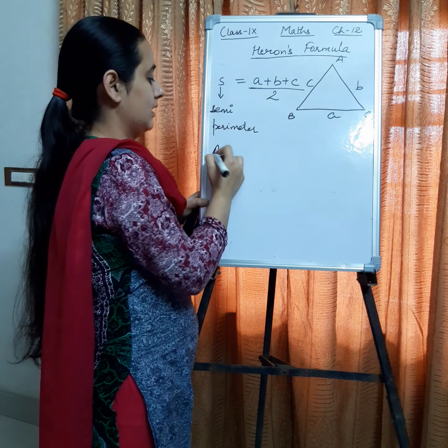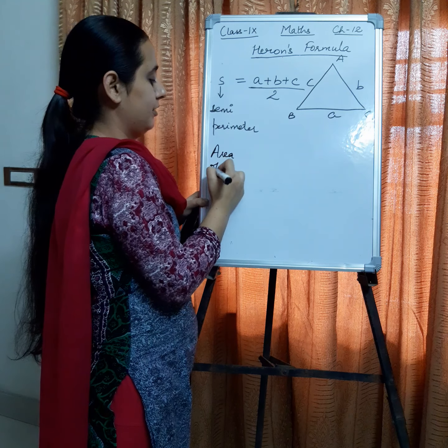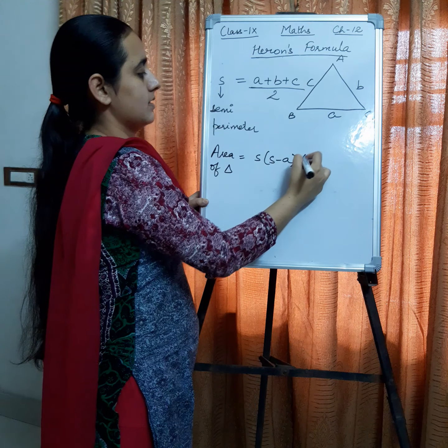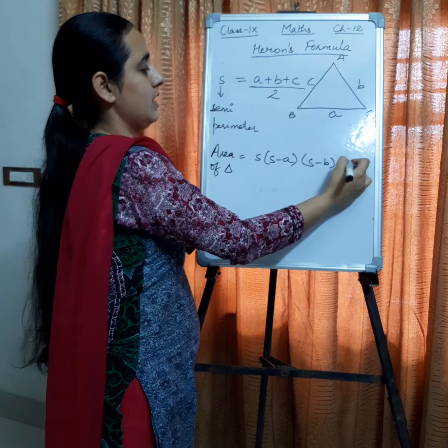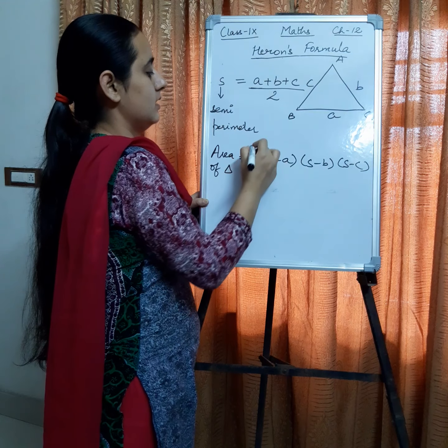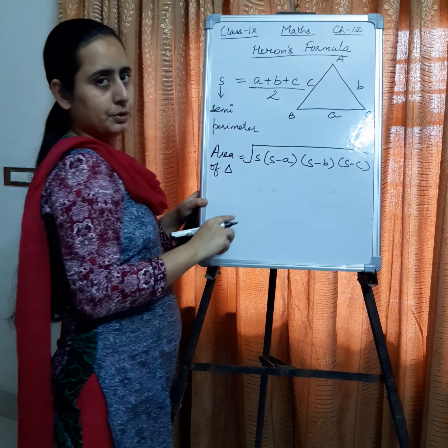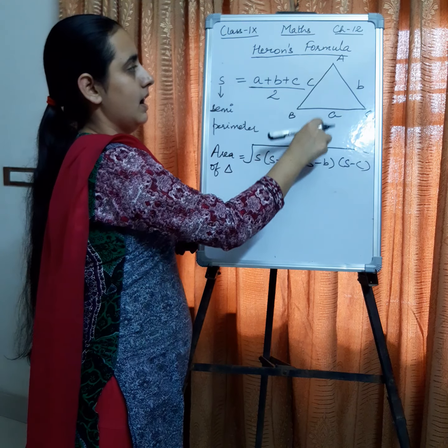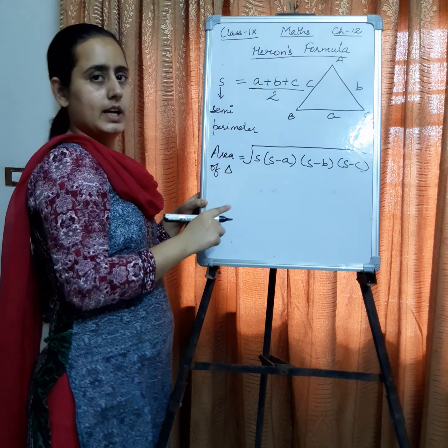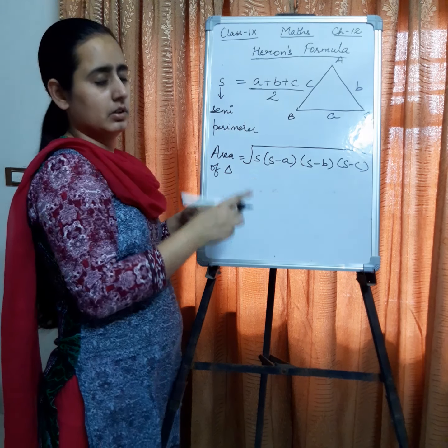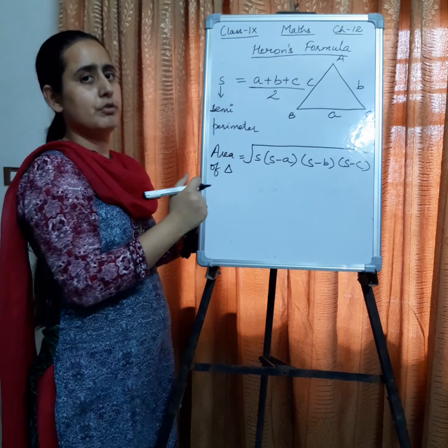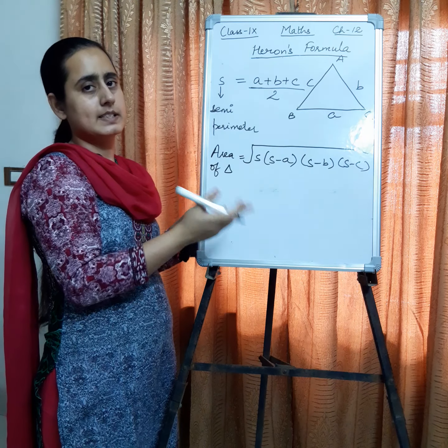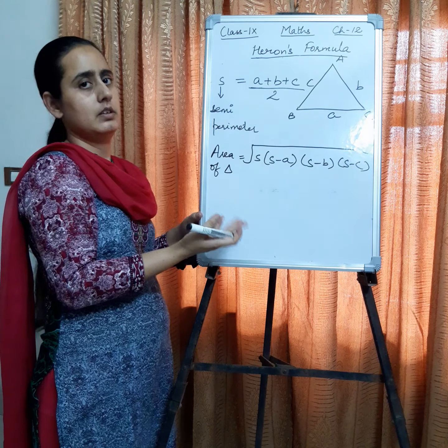And then the area of the triangle is calculated as the square root of S into S minus A, into S minus B, into S minus C, this whole value under the root. This S means semi-perimeter. A, B, C are the different lengths of the sides of the triangle. Fine. I hope it's clear. Now we will be discussing some examples in the next video.